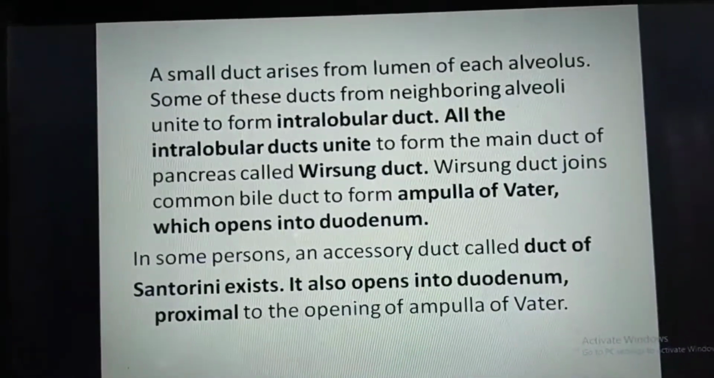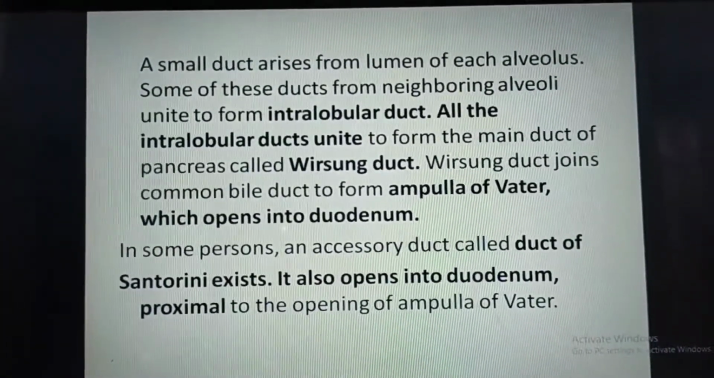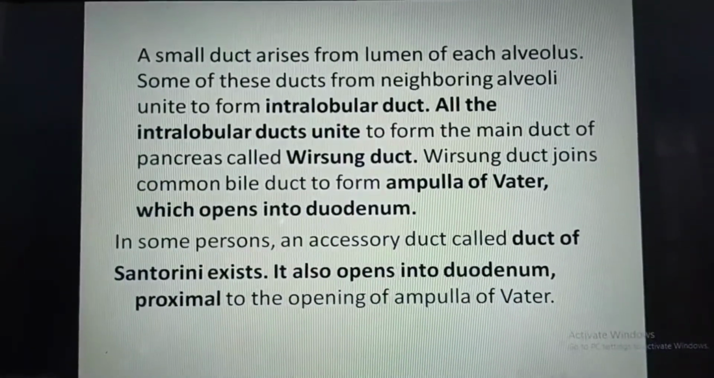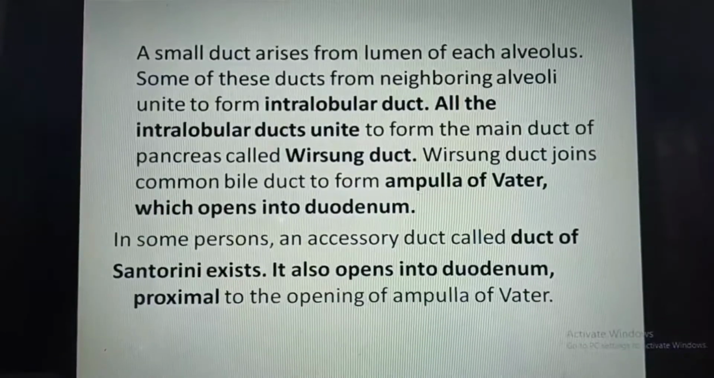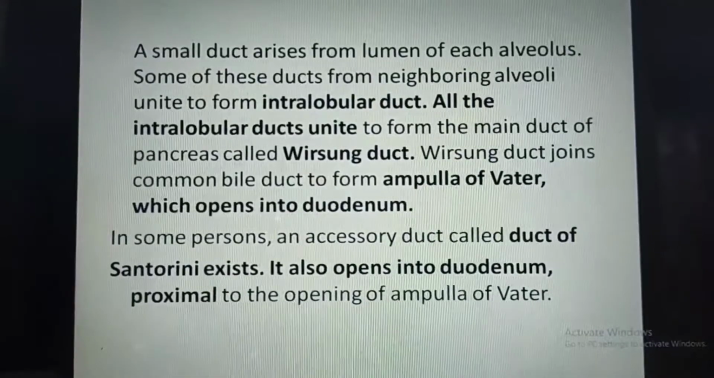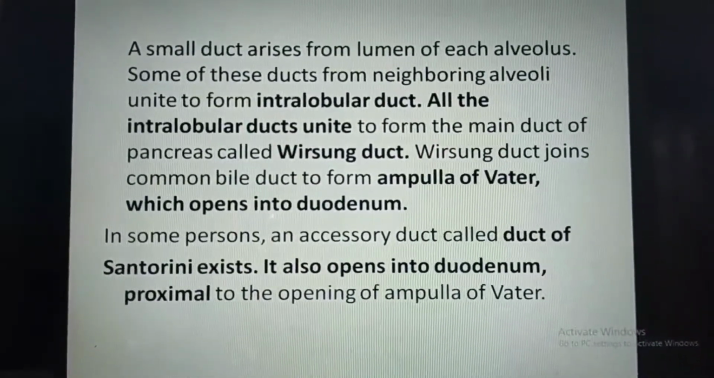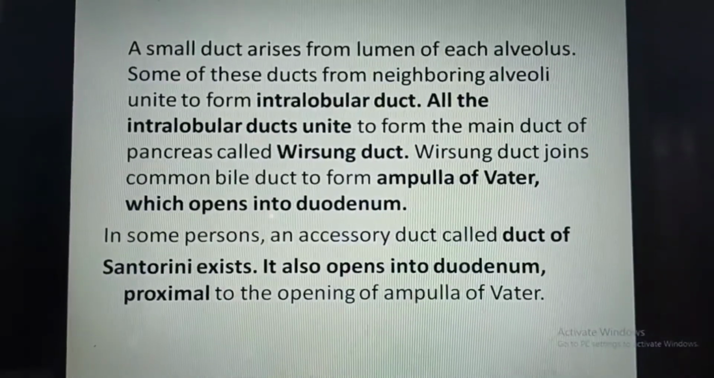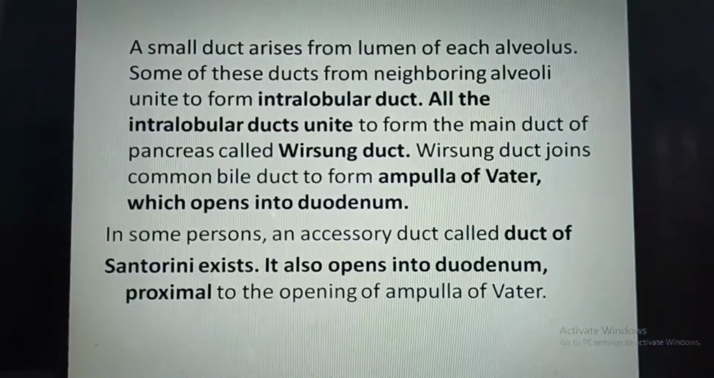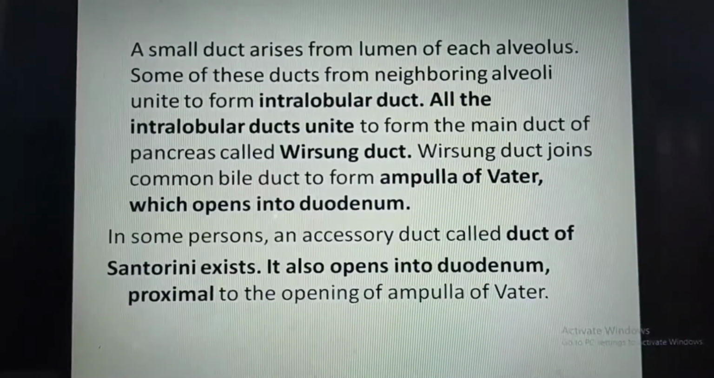A small duct arises from lumen of each alveolus. Some of these ducts from neighboring alveoli unite to form intralobular duct. All the intralobular ducts unite to form the main duct of pancreas, which is called the Wirsung duct. Wirsung duct joins common bile duct to form ampulla of Vater, which opens into duodenum. In some persons, an accessory duct called duct of Santorini exists. It also opens into duodenum, proximal to the opening of the ampulla of Vater.